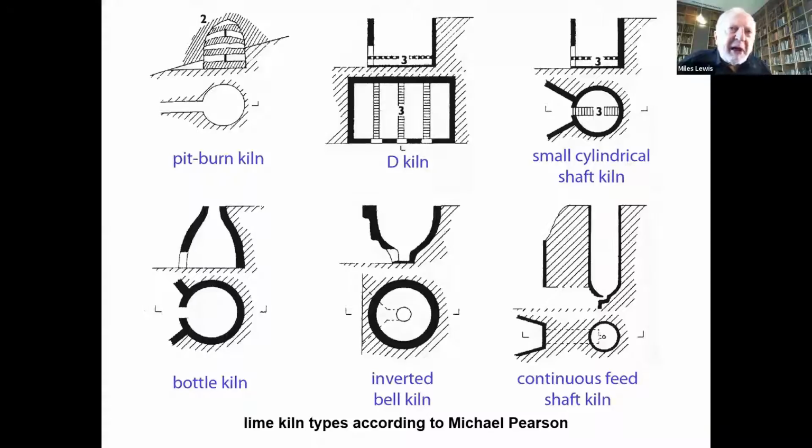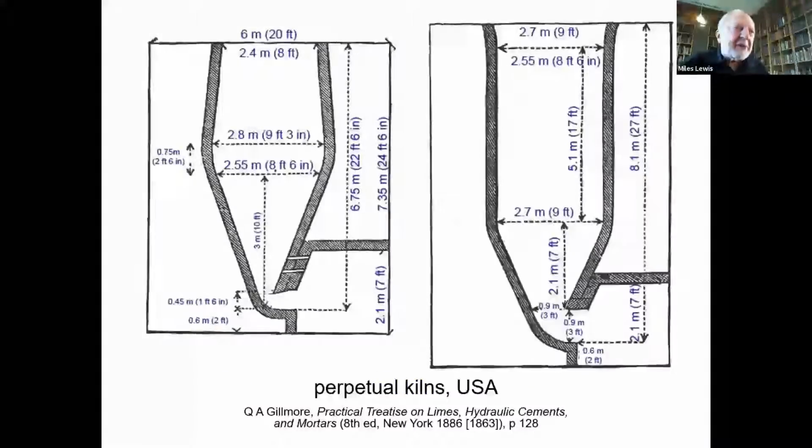When you get to the bottom right, though, you have a continuous feed kiln. Now, the idea of this is that rather than burn the lime, unload the kiln, start off again, you go on feeding fuel in, feeding limestone in, and drawing the burnt lime off continuously, and it's a more industrial process. Those are American examples designed for that. Perpetual kilns, because they go on burning. You don't finish, start again. You go on feeding the stuff in and drawing it off.